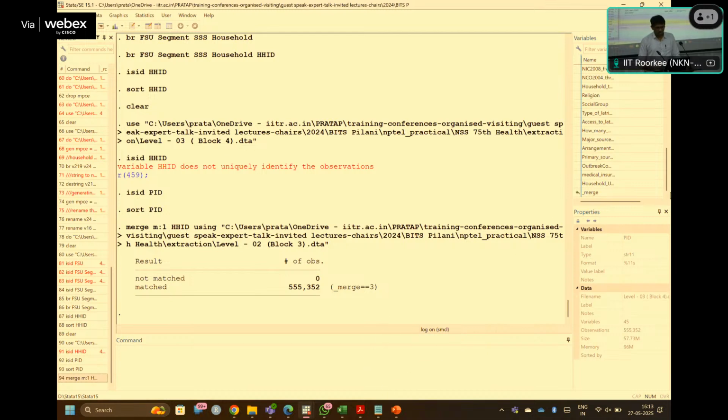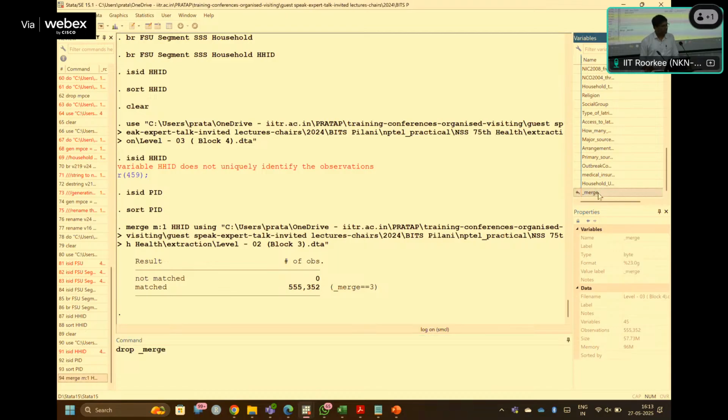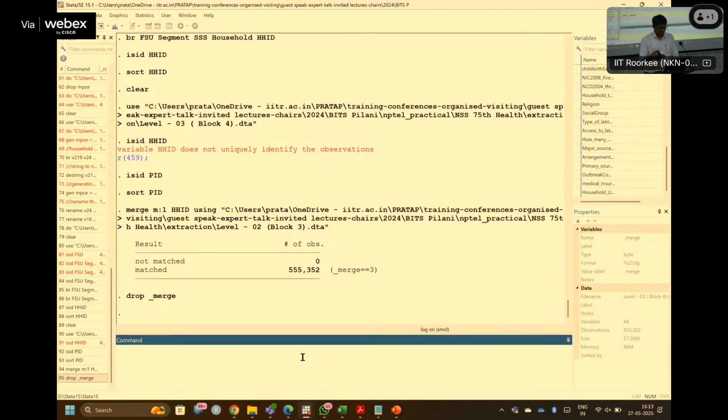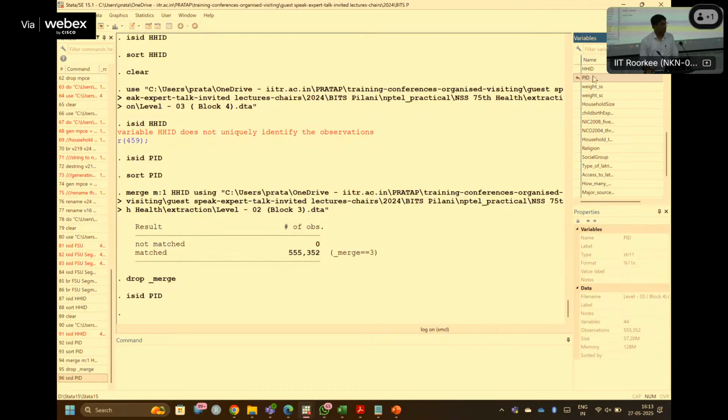So the first step, since you are going to merge with other levels also, is to drop this merge variable. That's the step. Drop this, right? Then for a further check to merge another round, you can check with ISID, not the HHID variable; it should be PID. It's uniquely identified.